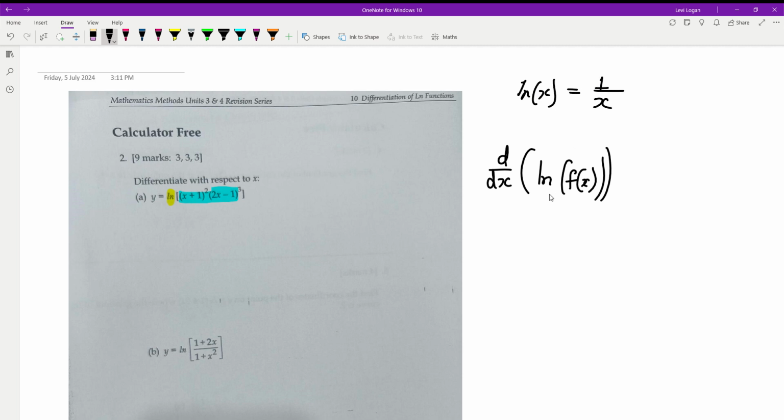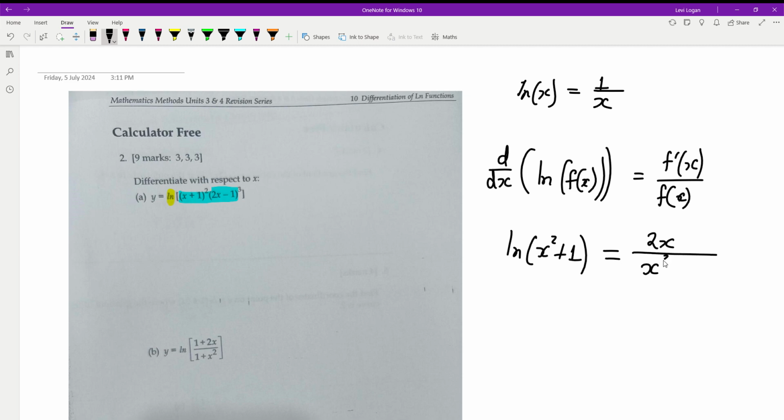If we're differentiating natural log of f of x, this will be f dash of x, so the derivative of the inside function, divided by the regular function. For example, if we had natural log of x squared plus 1, this will be the derivative of the inside function, 2x, divided by your regular function, which would be x squared plus 1.